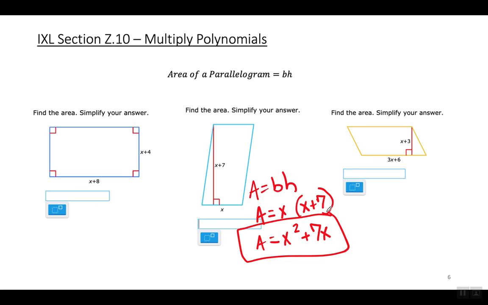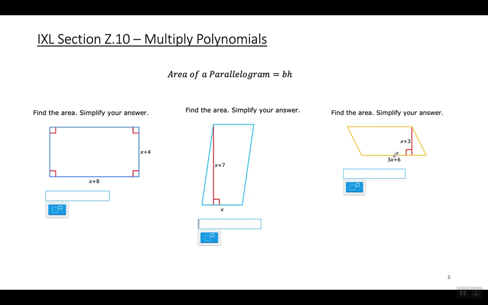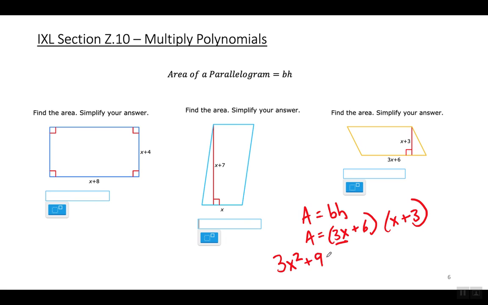And the last one, I got to again multiply two binomials. So area equals base times height. So the area is going to be 3x plus 6 times x plus 3. So I take the first term and multiply it times each of these terms. So that's going to give me 3x to the second power plus 9x.